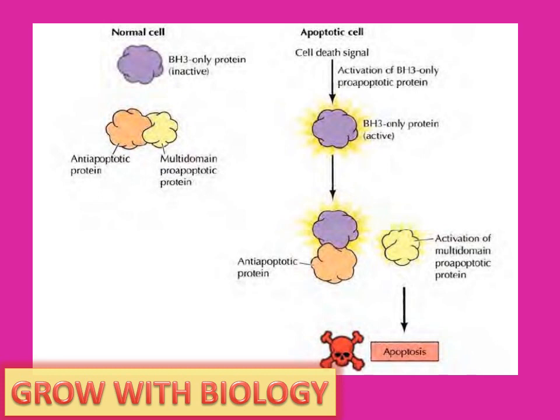Again, whenever there is apoptotic signaling, then the BH3 pro-apoptotic will activate to form a BH3 activated or apoptotic domain. Then that apoptotic domain will bind to anti-apoptotic protein, releasing the multi-domain, and that multi-domain will help in apoptosis.